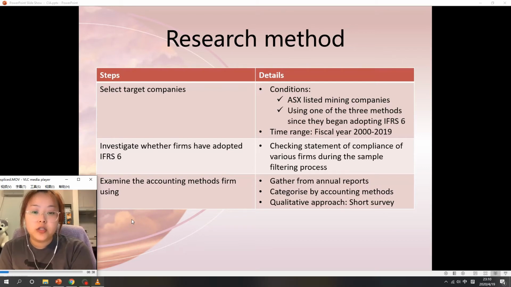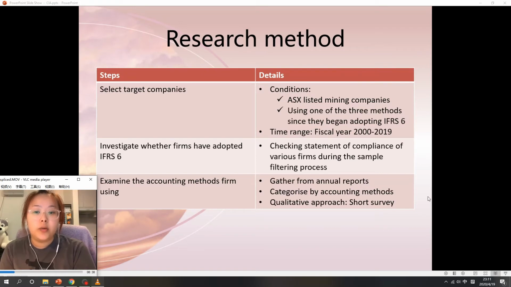Any reports for the fiscal years 2000 to 2019 from the sample will be selected from the company's website for analysis. This will allow us to analyze the impact of IFRS 6 on the industry before and after the adoption. Next, we will examine the accounting methods that each mining firm is using. This can be gathered from the companies' annual reports. This will then be categorized under the respective accounting methods.